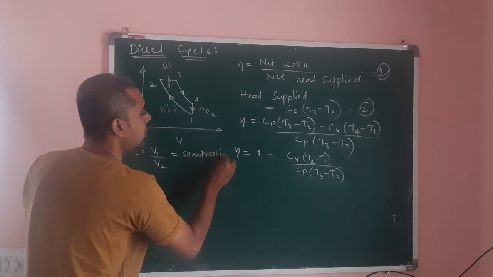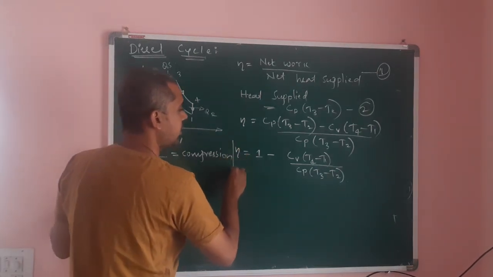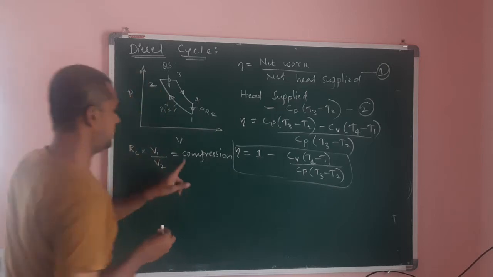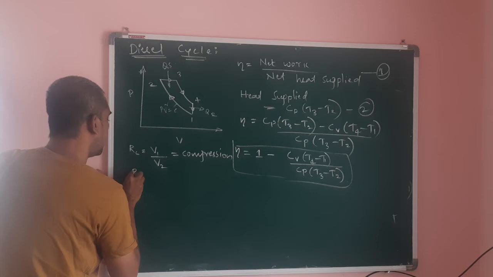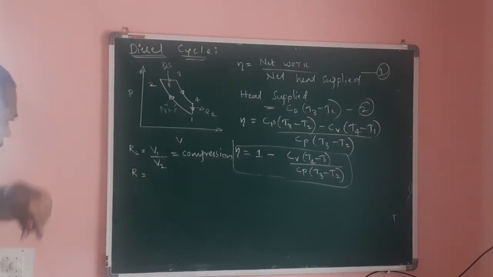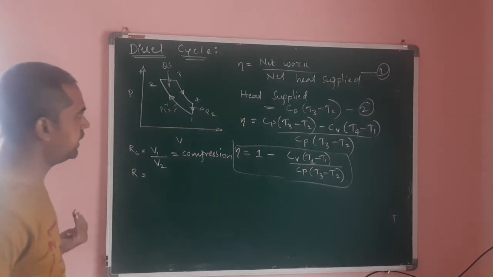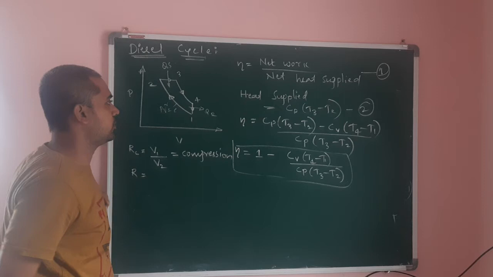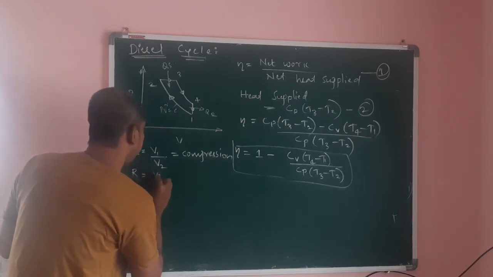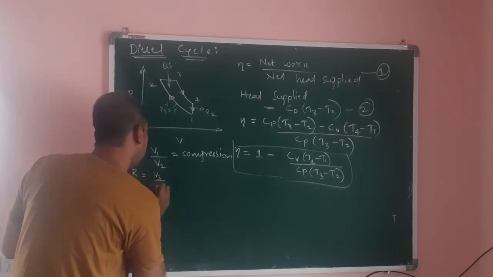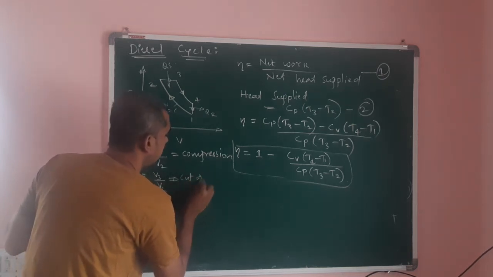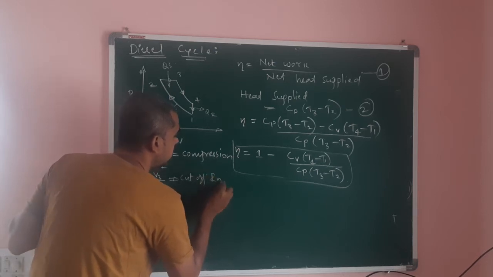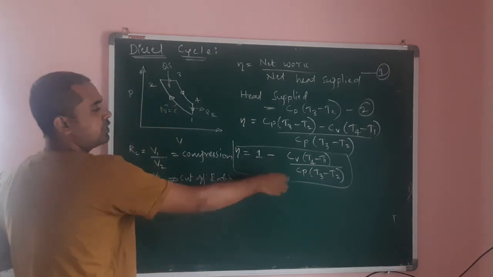We will calculate this efficiency in terms of compression ratio. And we will write one more thing, that is we will denote R. We will call this R as volume after heat addition to volume before heat addition. 2 to 3 is the heat addition process. Volume after heat addition will be V3, volume before heat addition will be V2. This ratio we will call the cutoff ratio. These two terms we will express this equation in.